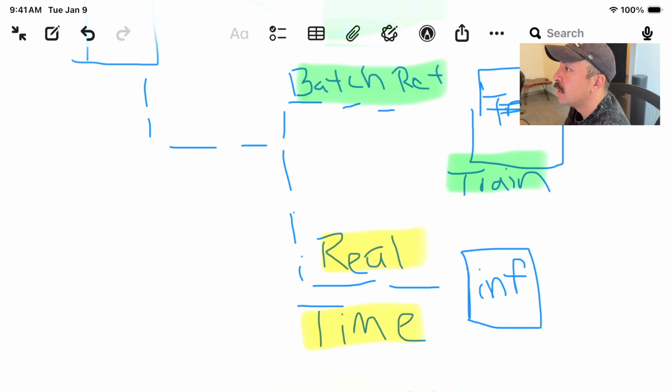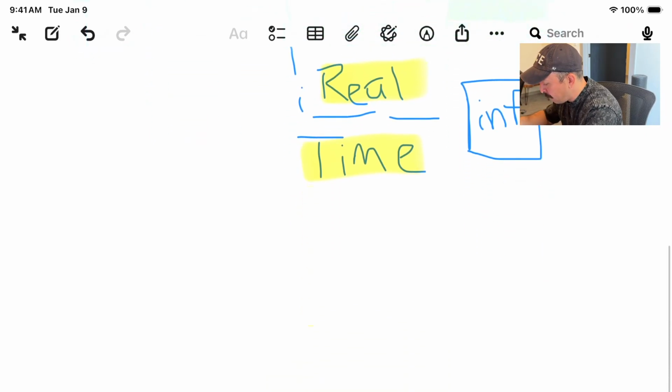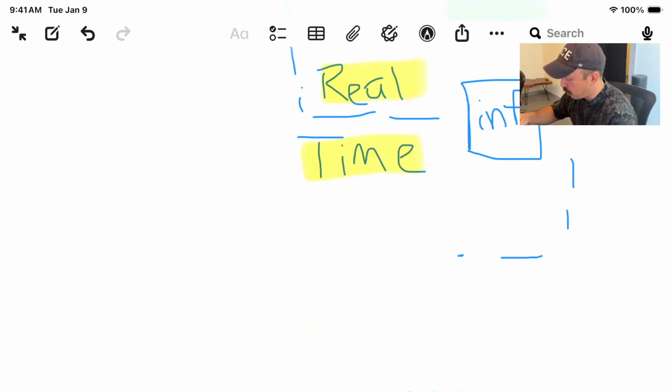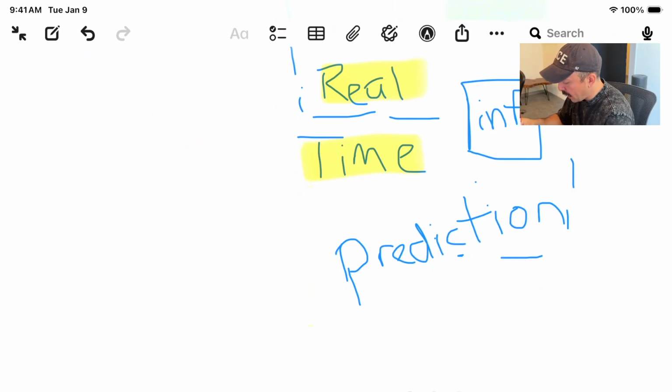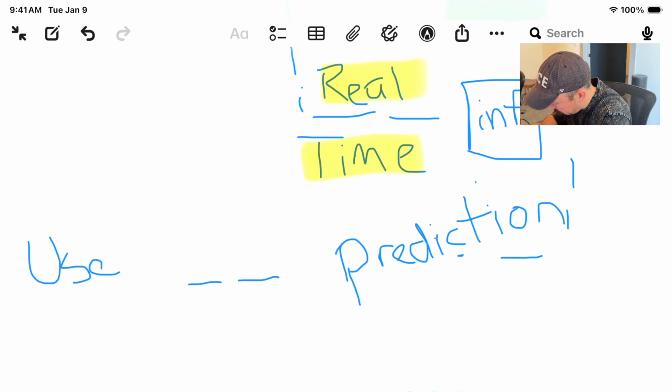So from there, batch retrieval and training exists on its own, but then inference feeds into this next step, which is the prediction, right? And that is passed along to a user action.